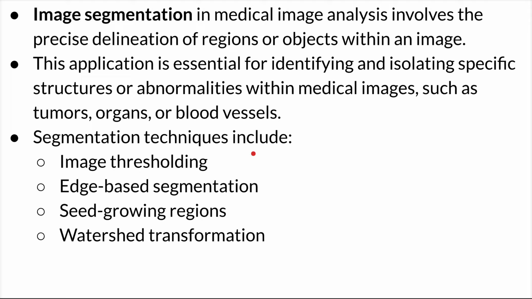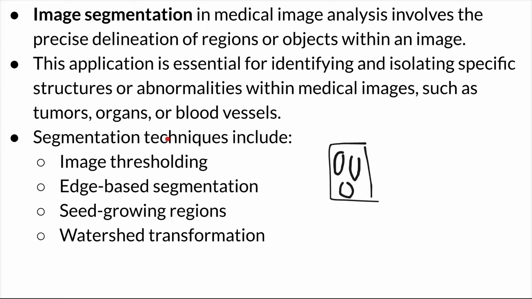Okay. So segmentation in medical image analysis involves the precise delineation of regions or objects within an image. So you try to draw. You have an image here, and if there are different intensities, you try to draw a line to separate some of them from it. So we are trying to segment. And we use it in isolating specific structures or abnormalities within medical images, such as tumors, organs, and blood vessels.